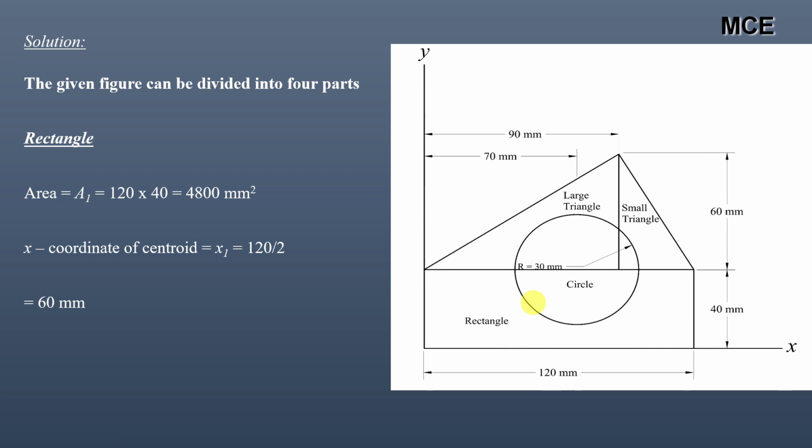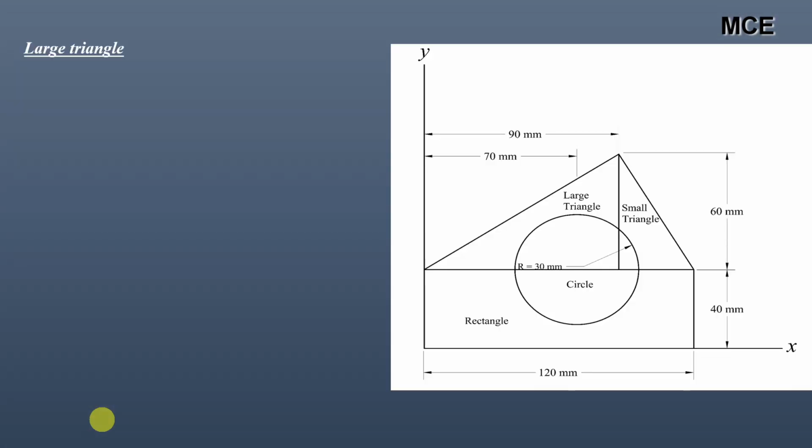Similarly, the y coordinate of the centroid will be measured from the x-axis, and it will again be half of the height of this rectangle, because again one edge of this rectangle is coinciding with the x-axis. So it will be half of this height, that is 40 mm. So it will be 40 by 2, which is 20 mm. So x coordinate of the centroid of the rectangle is 60 mm, and y coordinate of the centroid of the rectangle is 20 mm.